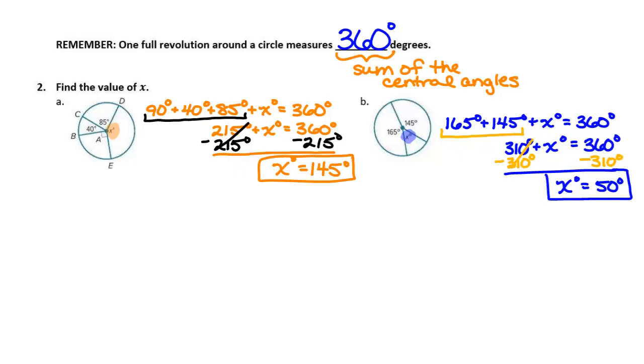So far, so good? So the sum of the measure of the central angles is 360 degrees. The sum of all the arcs on a circle would also be 360 degrees. All right, let's scoot down the page and go look at number 3.